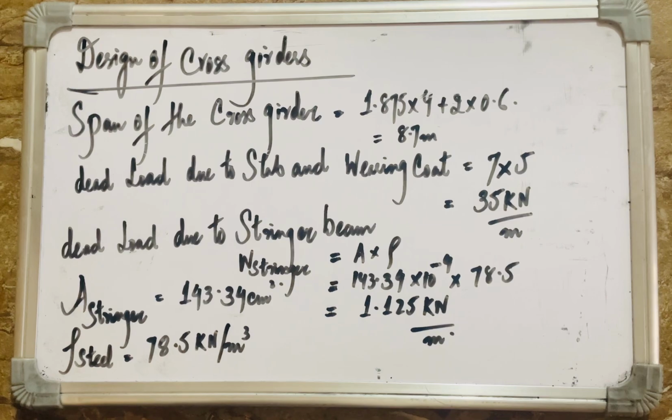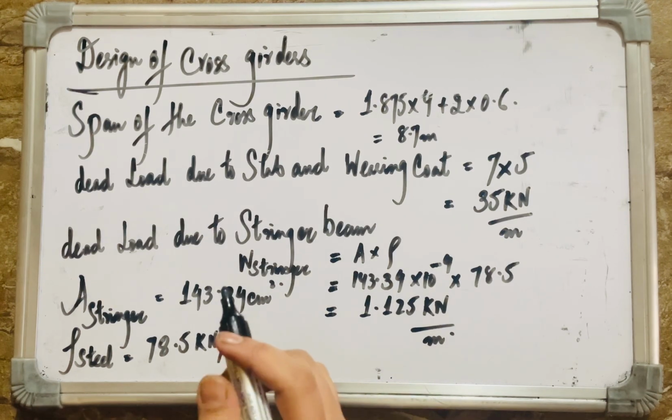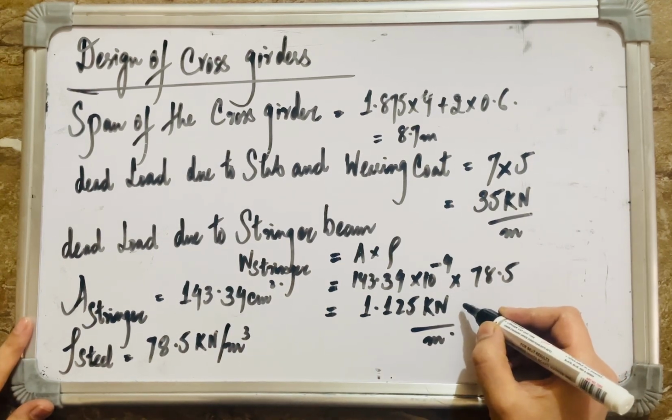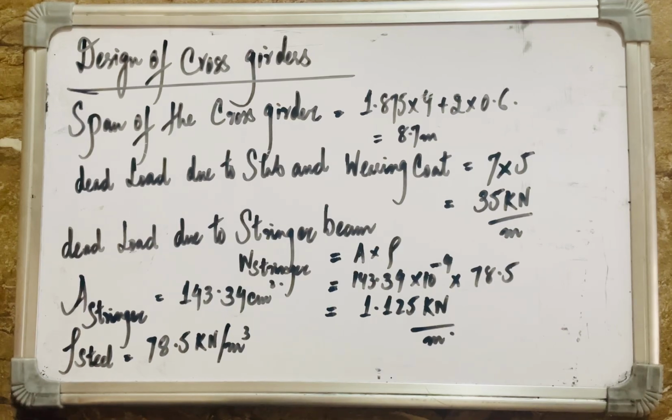I am once again repeating that while we were designing our stringer beams, we assumed its dead load to be 1 kilonewton per meter, because at that time we didn't know what section we were using. But this time there is no need for assumptions, because we know it is ISWB 550, we know its area, we know density of steel, so I have calculated its weight. Its dead weight is 1.125 kilonewton per meter. All right, moving on. So this is weight of the stringer. We have to calculate at what spacing we have them. We have at every 5, so I'll multiply it by that.